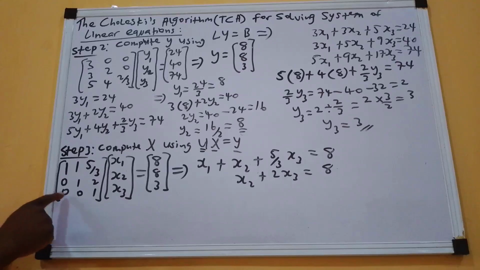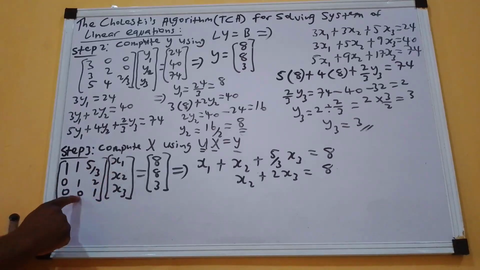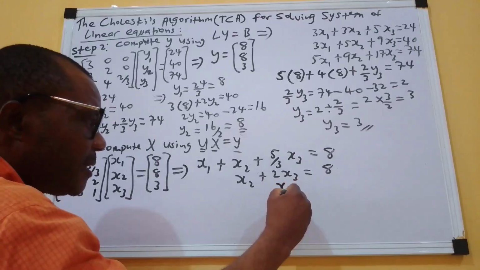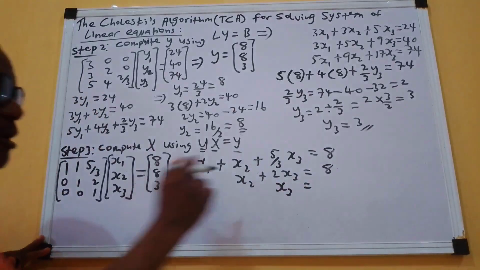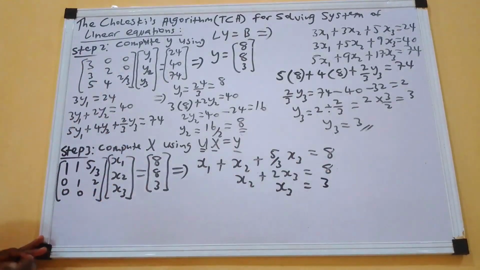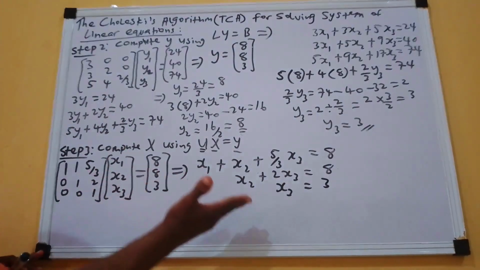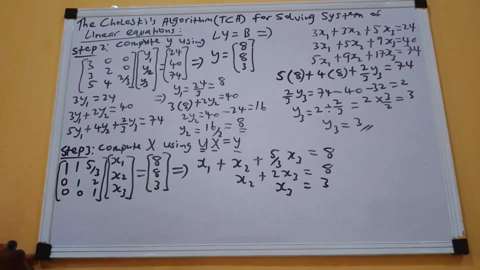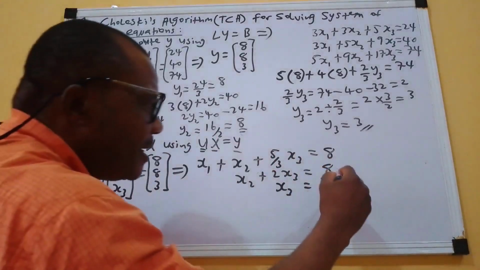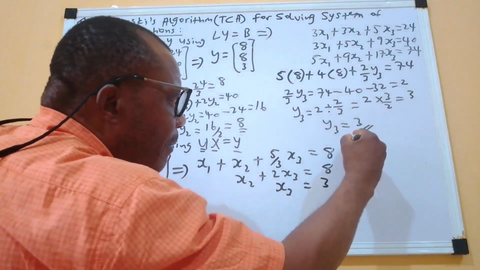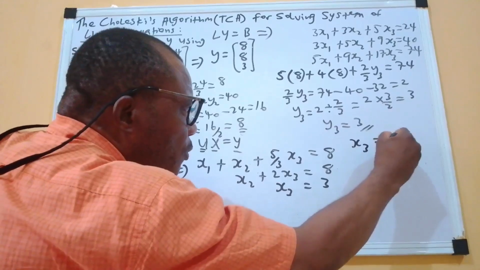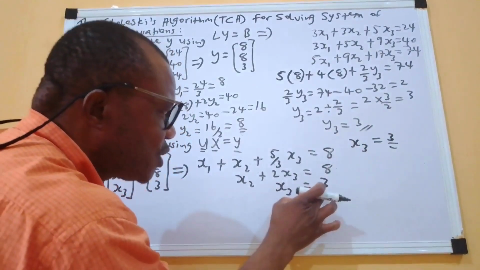Then if you look at this one now, 0 times x1 is 0, 0 times x2 is 0, 1 times x3 is x3. So from here, our x3 will be equal to the third value here, which is 3. So you can see now, we can use our back substitution to get the values. From this third equation, our x3 is equal to 3.